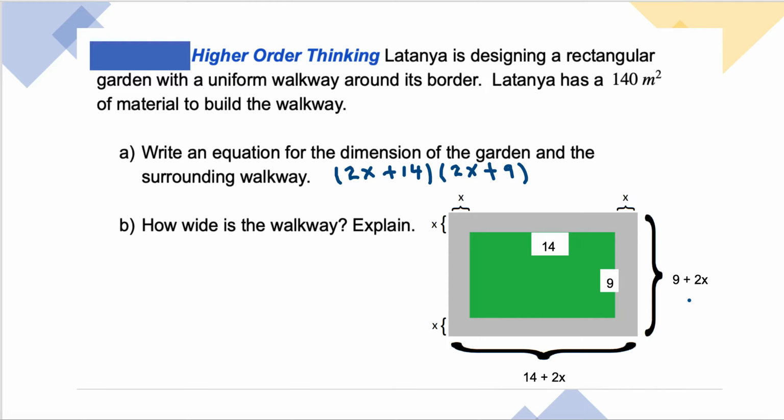And now this is equal to 9 times 14, this area, plus the area of the walkway. What is the area of the walkway? The area of the walkway is 140. It already says here it is 140 square meters. So this walkway area is 140. Let me write plus 140. And this area here, 14 times 9, if we calculate on the calculator, is 126. So 126.